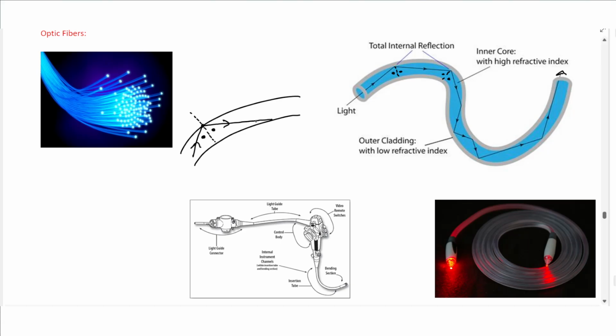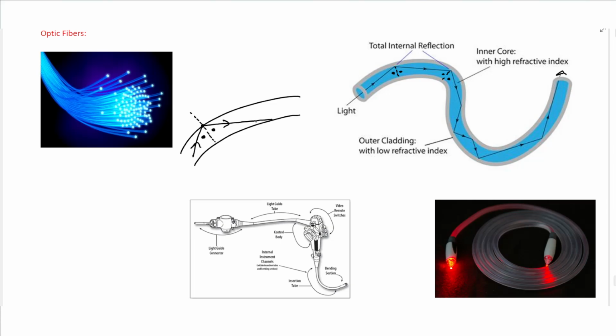Now, two devices that use optic fibers are internet cables, which send signals of digital data as flashes of light instead of high voltage and low voltage, so high intensity of light and low intensity of light, or high intensity of infrared and low intensity of infrared, to send digital data across a cable, an optic fiber cable.